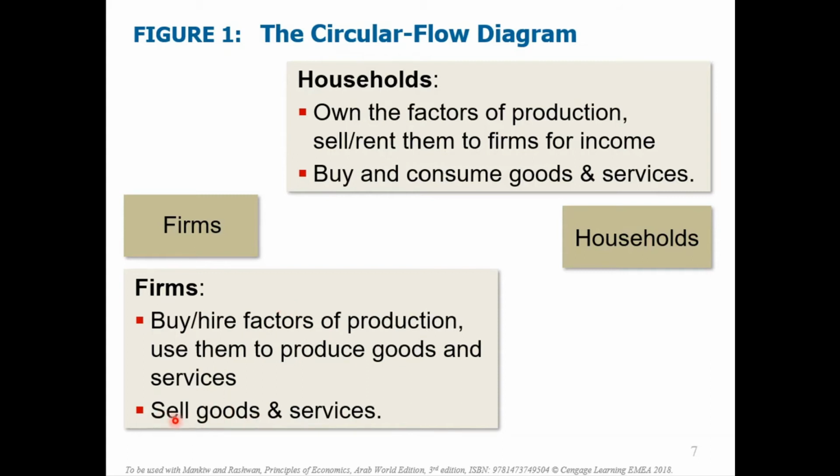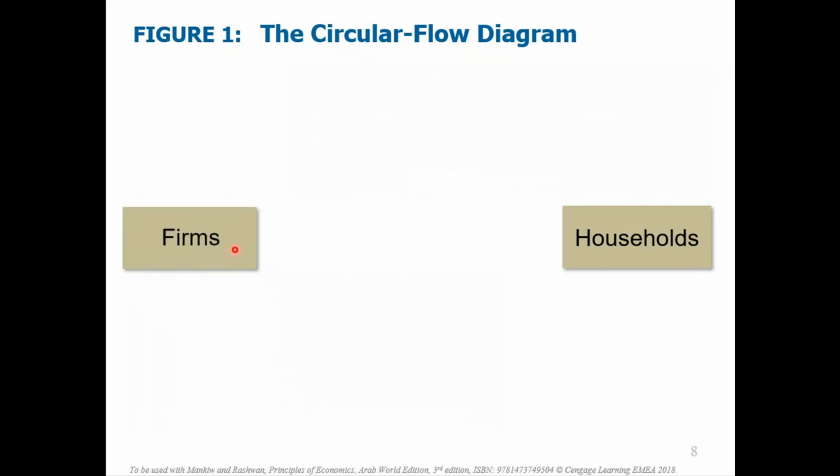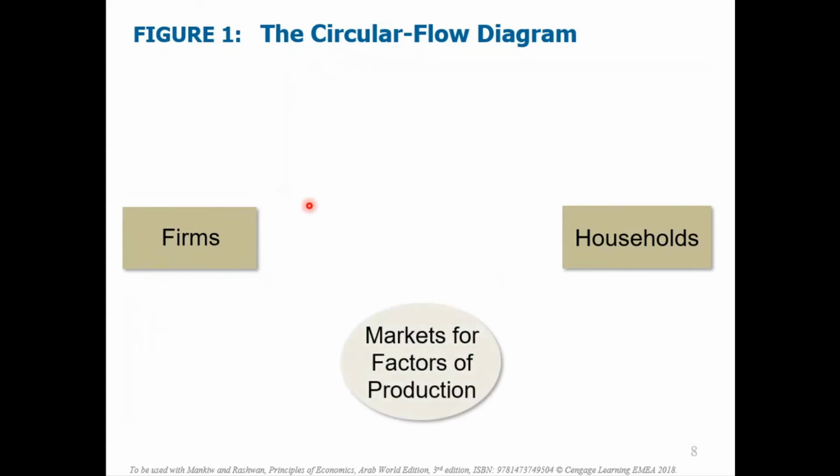They go to the market to sell these goods and services. And as we said, whether it is, for example, women's accessories, bags, mobile phones, you name it, whatever it is. So here we have two roles for people or households, and two roles for firms or companies. So this is the diagram.